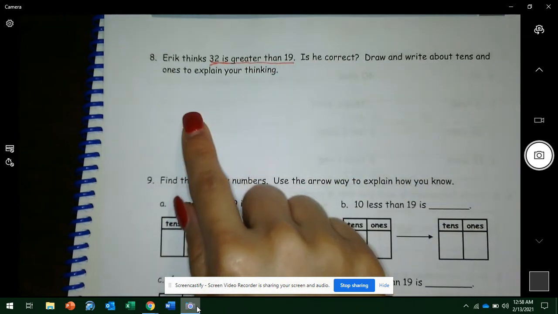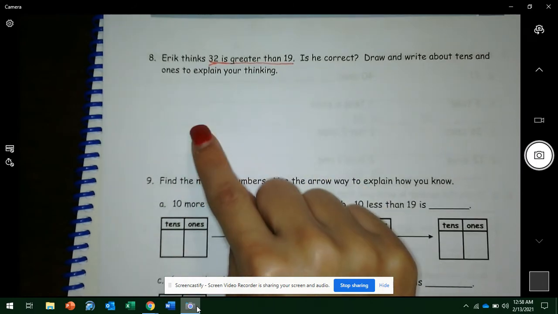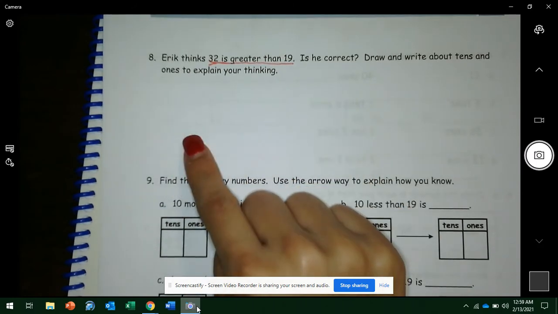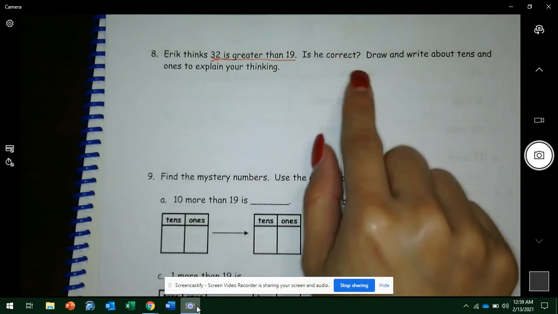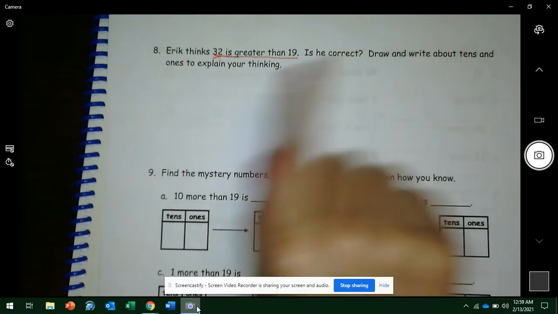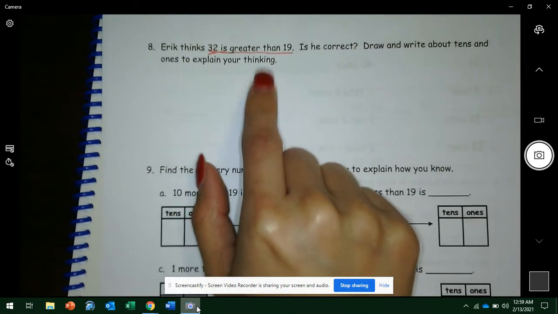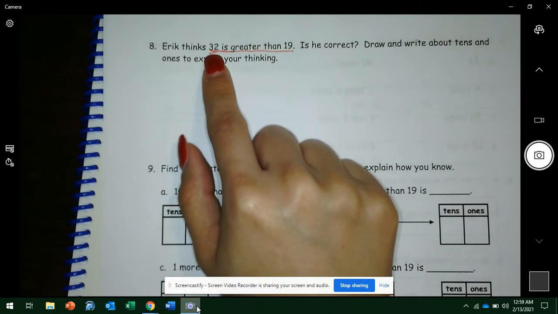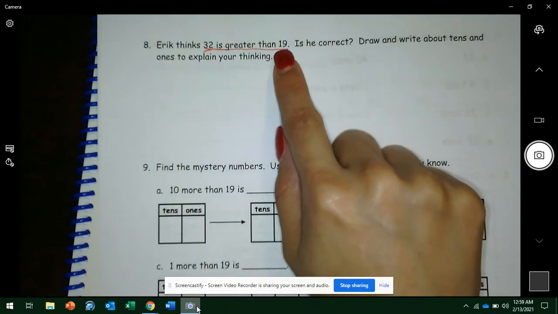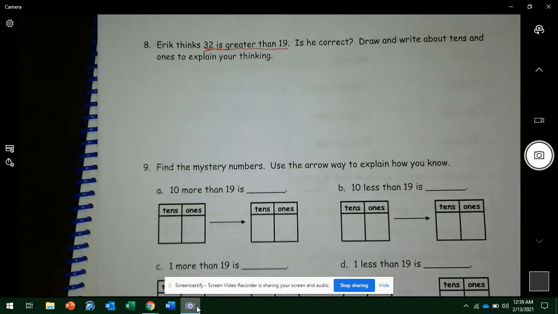Okay, so make sure you write your answer here. You can either write yes, he is correct, or no, he is not correct. Then you draw and write about tens and ones to explain your thinking. So draw the tens and ones for 32, draw the tens and ones for 19. But remember to put yes, if he is correct, or no, if he's not correct.